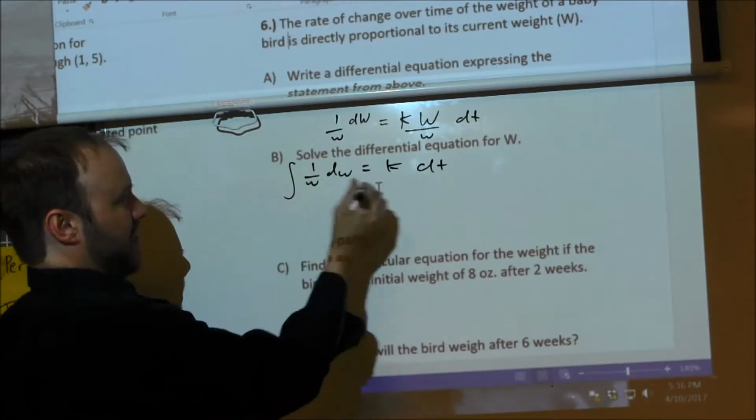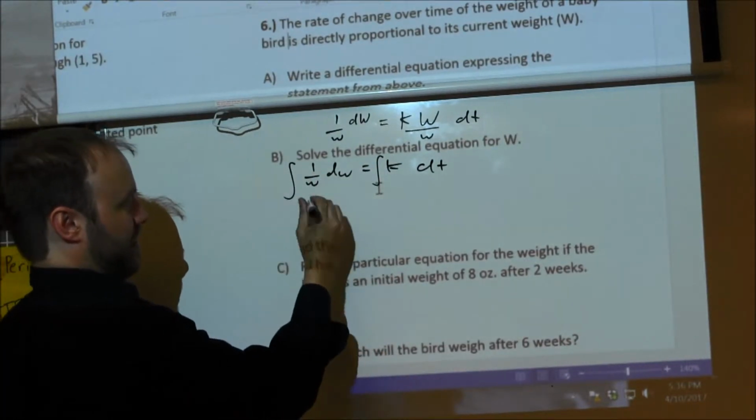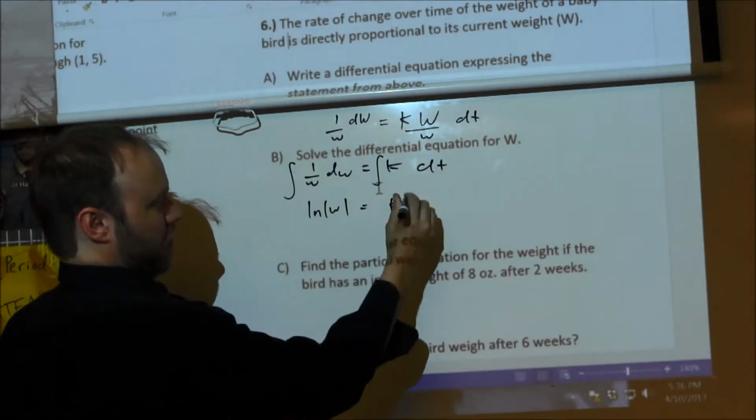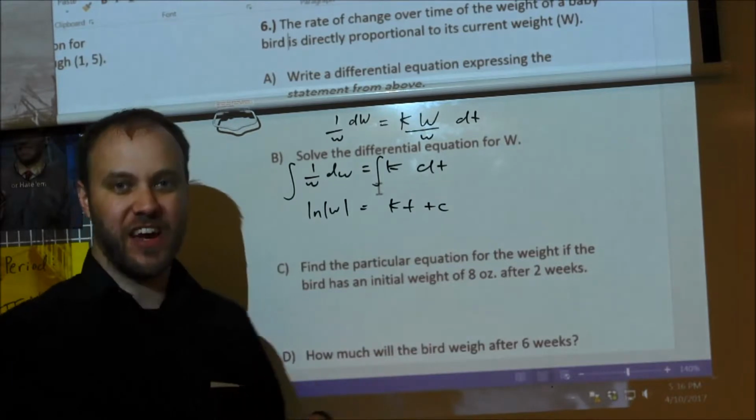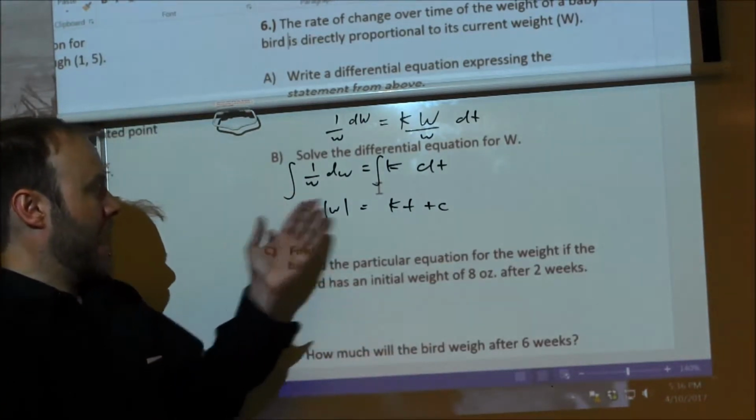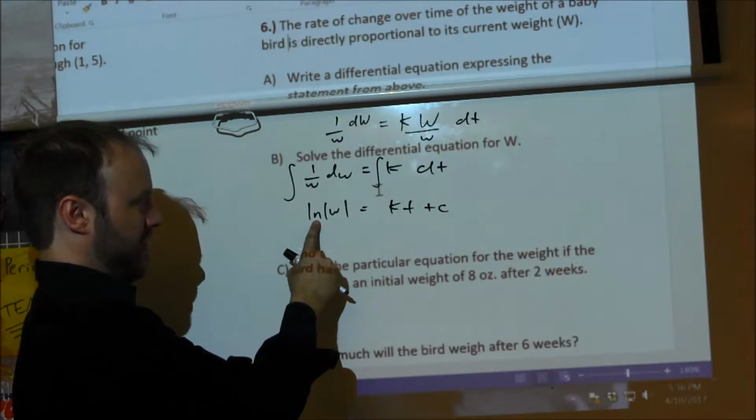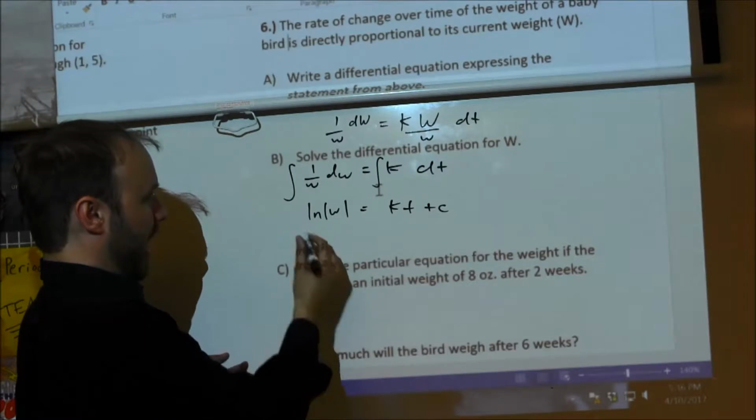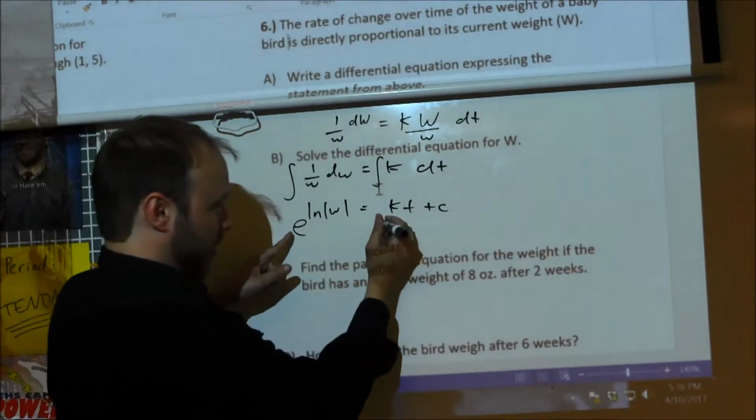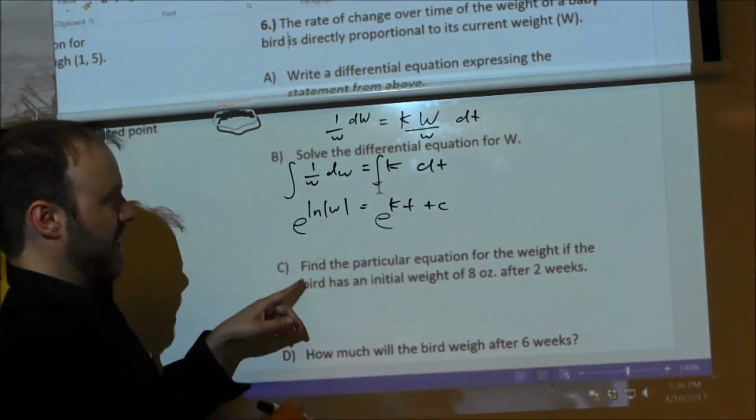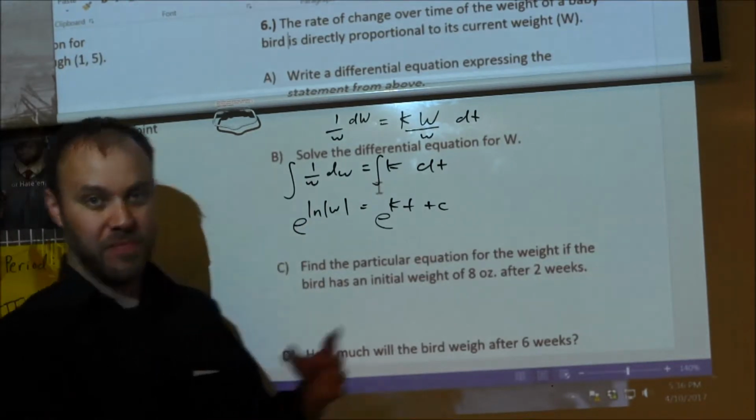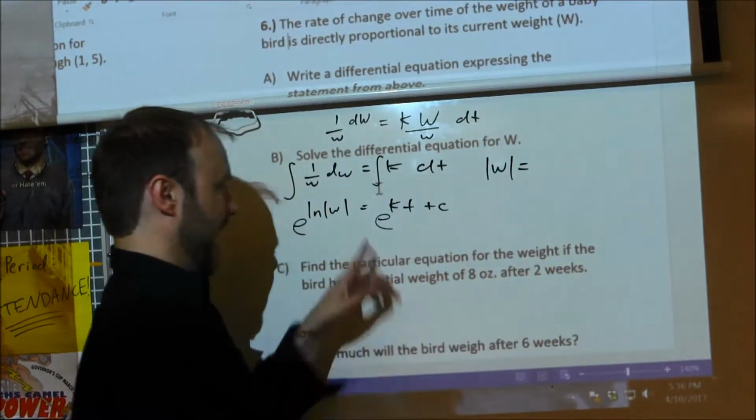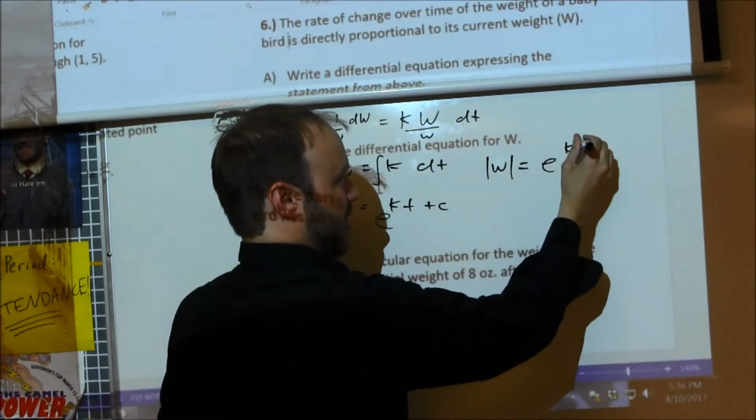I've got two equal things, so their integrals should be equal. That's going to be the natural log of the absolute value of W, and that's going to be kt. We're looking at a t variable there. Don't forget your constant. Really important. And so this is a log base e. So I could write this as e to the kt plus C equals the absolute value of W. Or I could raise e to the natural log power on the other side. Remember that e to a natural log power, those two things offset each other, which just leaves me with the absolute value of W. And then that's equal to e to the kt plus C.